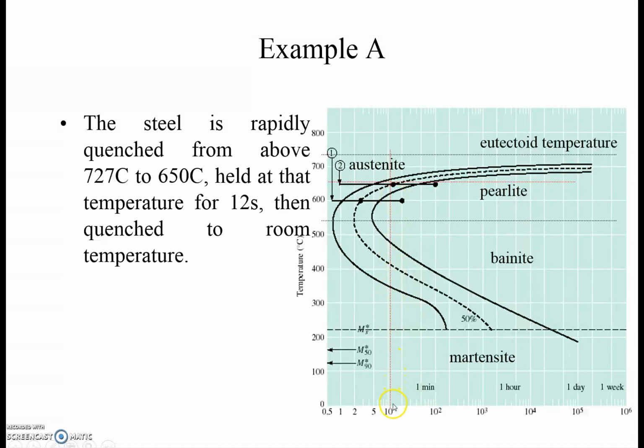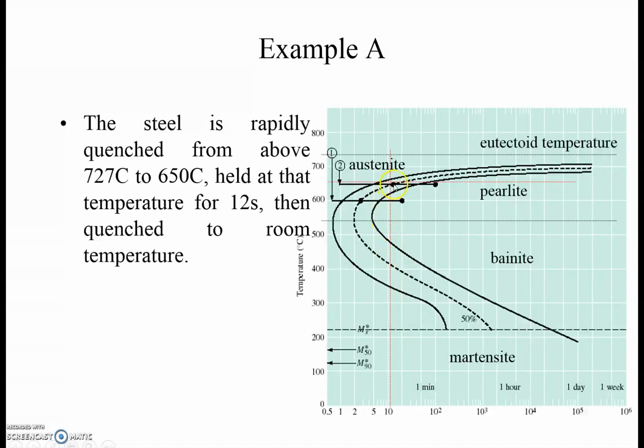Alright, let's check out down here. Let's look at the x-axis for a minute. There is 10, there is 10 squared. So 20, this is 20 here. So 12 is about where this red line is. Okay, so we hold for 12 seconds, and then we quench to room temperature. So I'm coming all the way down to room temperature.